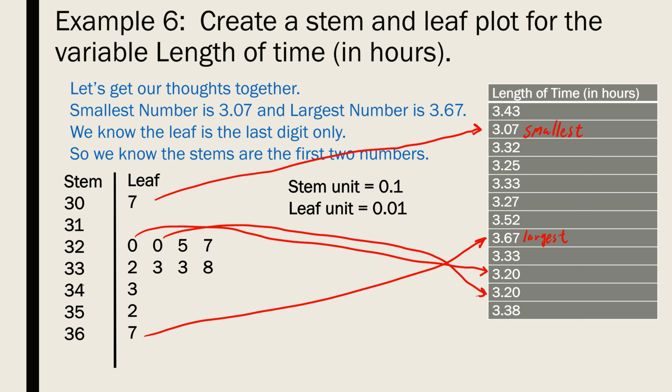I'll give you another example. Stem 33 and leaf 2 represents the number 3.32. Now you should be able to locate every number in the dataset in this stem and leaf plot.